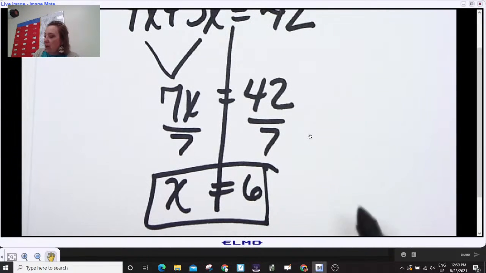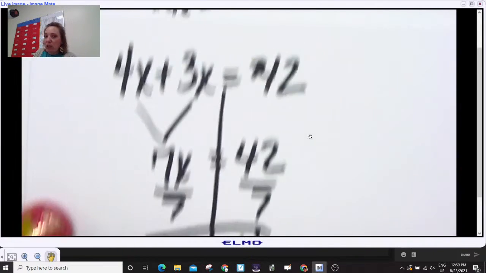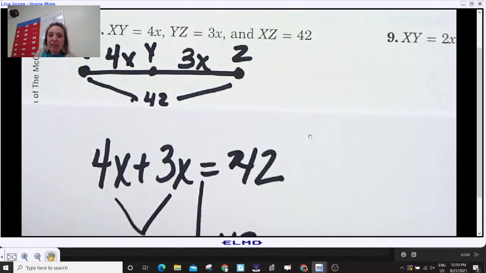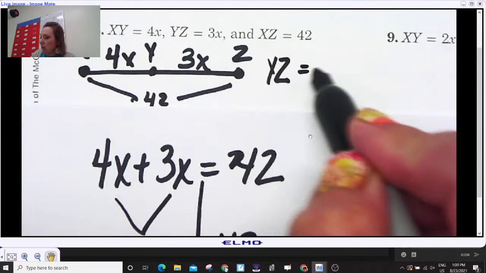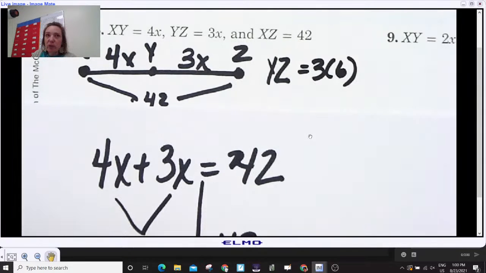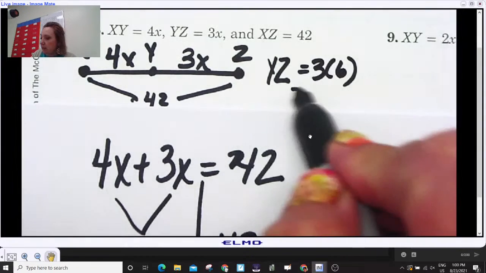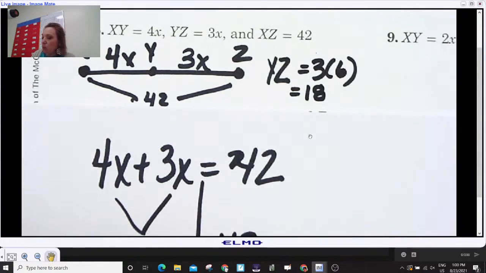So the other thing we had to answer was what was YZ. So we go back to our diagram. What is YZ in this problem? 3x. What do we know about x? It's 6. So YZ in this problem is going to be 3 times 6, which is 18. And once again, just a reminder, we don't have any units. They didn't tell us what we're measuring in, right? So it's just no units.